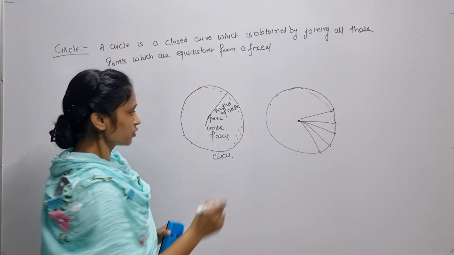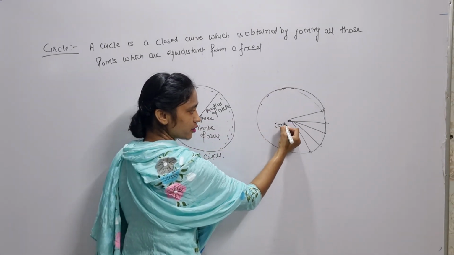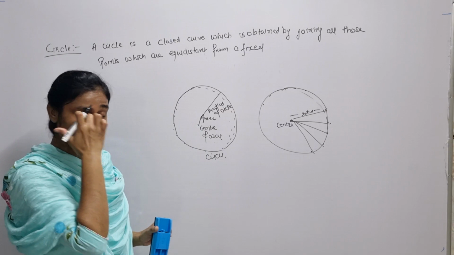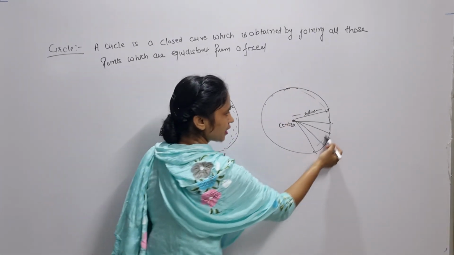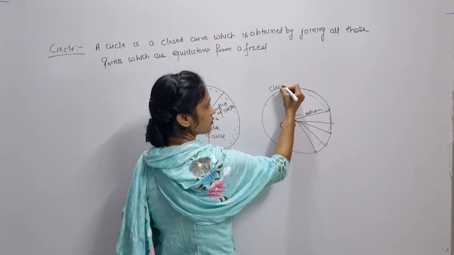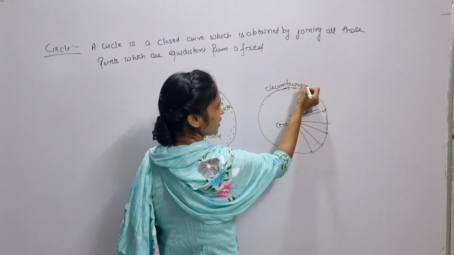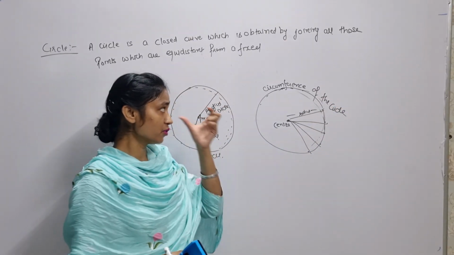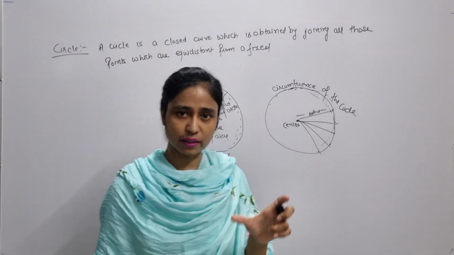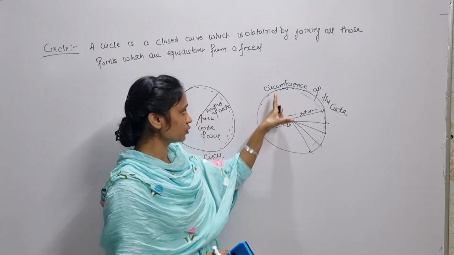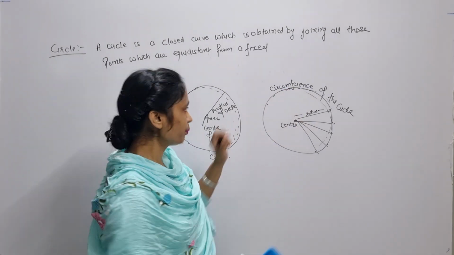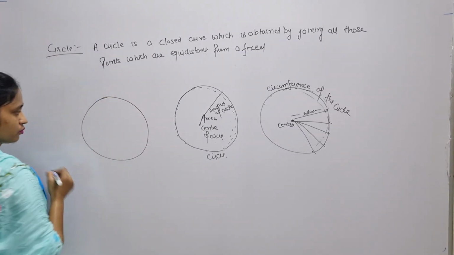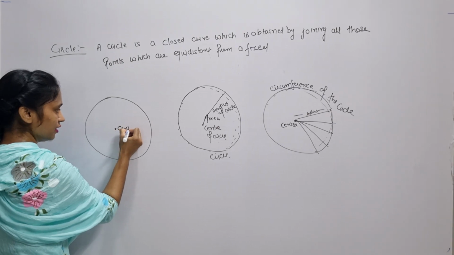Okay, so the fixed point is said to be the center of the circle, that constant distance is said to be the radius of the circle, and this boundary is said to be the circumference of the circle. In other figures, for the boundary we use the word perimeter, but in a circle we use the word circumference. Okay, so the other things which we should know in the circle, suppose this is a circle. Okay, this is the center of the circle.